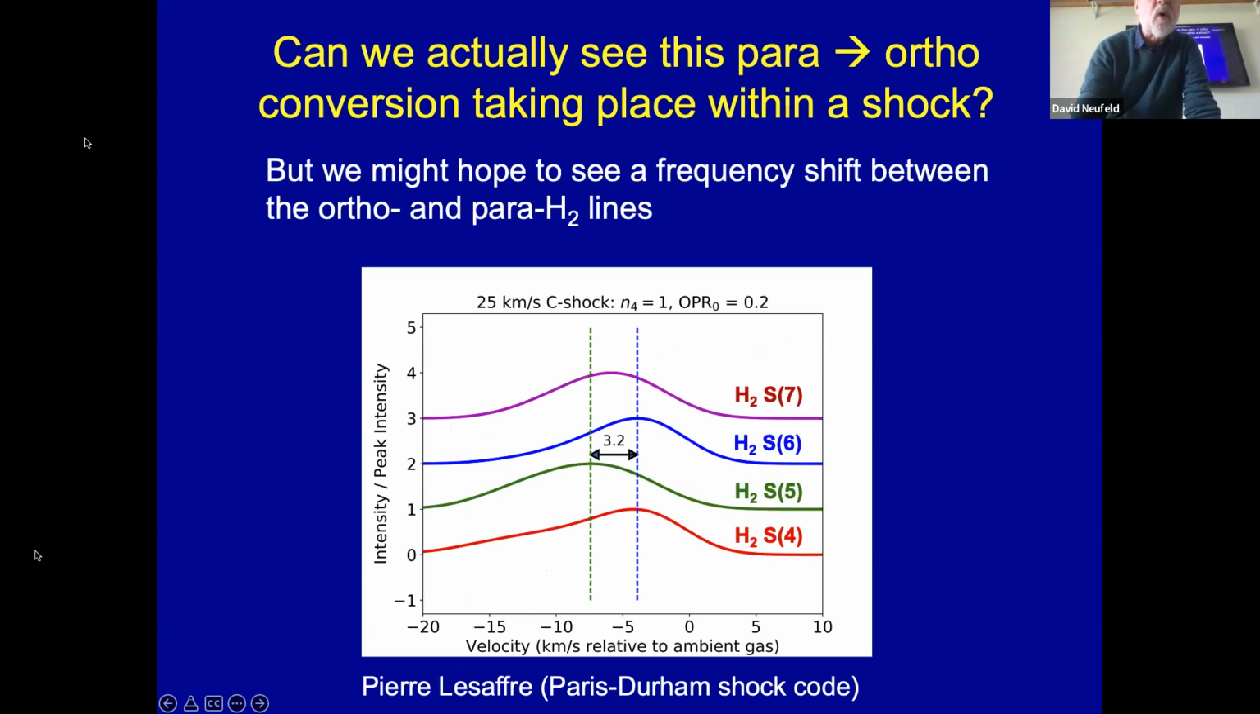So the prediction was that there should be small shifts between the ortho lines, the magenta one and the green one, S7 and S5 in this model, and the para lines. You can see this shift that would be a prediction, and it would be quite unique to the C-type shock, because it would mean that the flow velocity is changing gradually as the ortho to para ratio is changing. So that's an effect that one might hope to detect with an instrument on SOFIA.